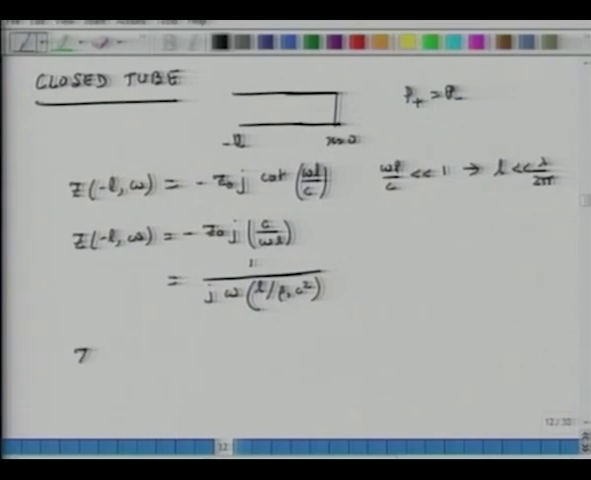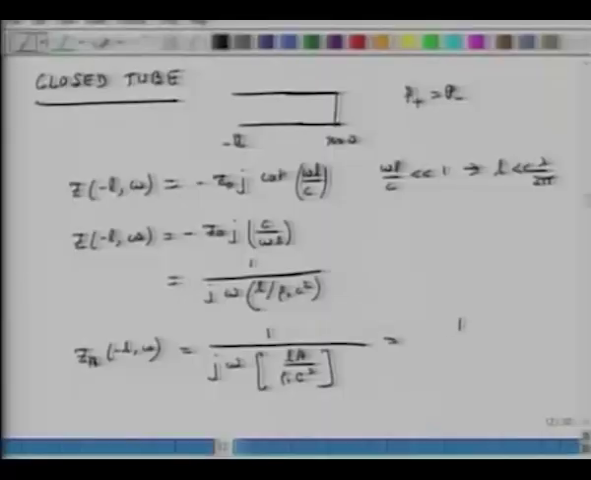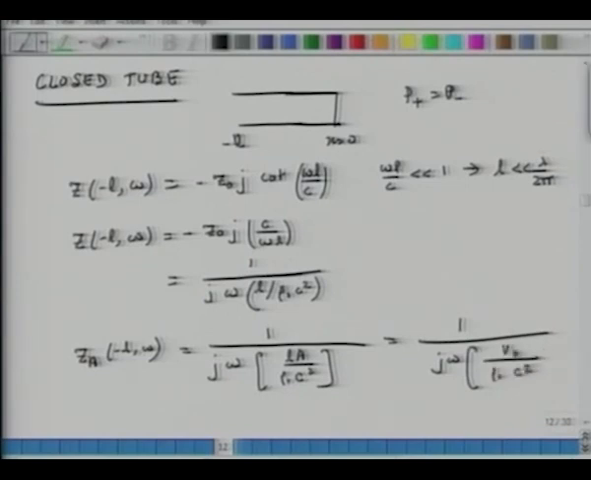My acoustic impedance ZA at minus L, omega is basically Z over A, as we saw earlier, is 1 over j omega times LA over rho naught C square. Now L times A is volume, so it is 1 over j omega, volume over rho naught C square.